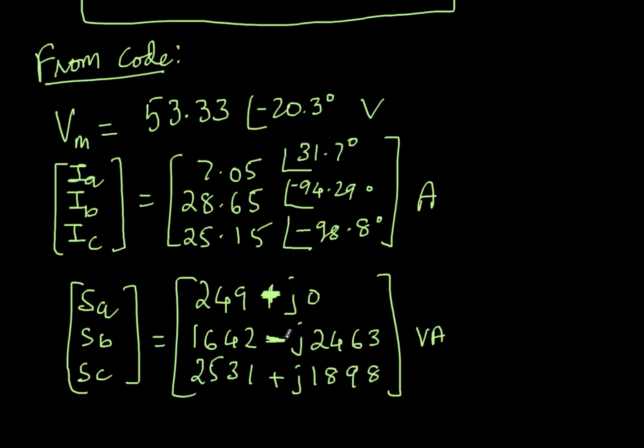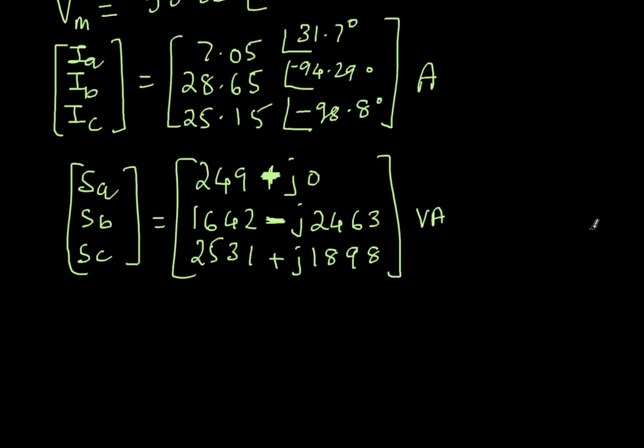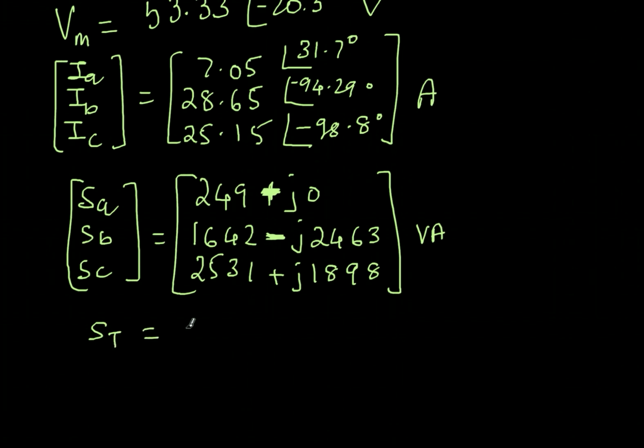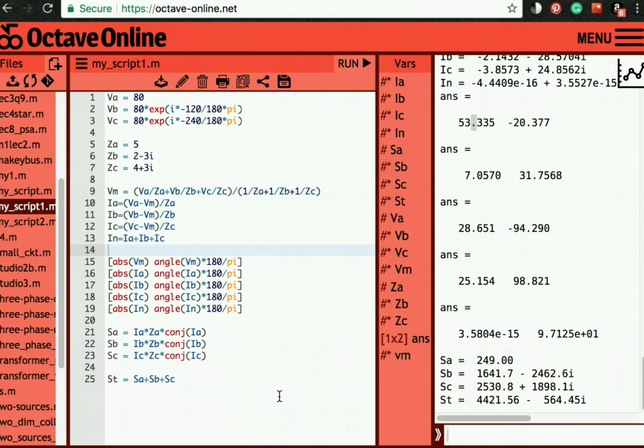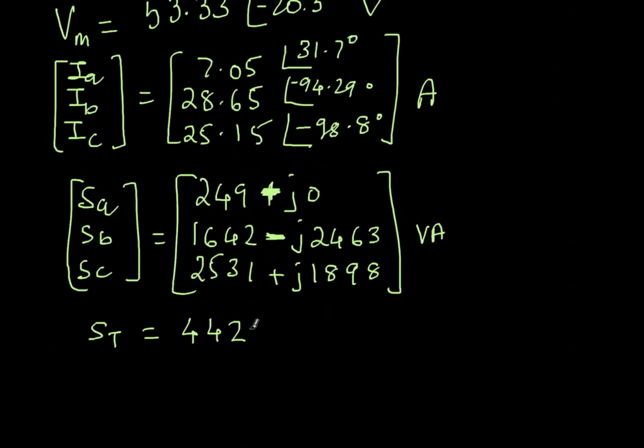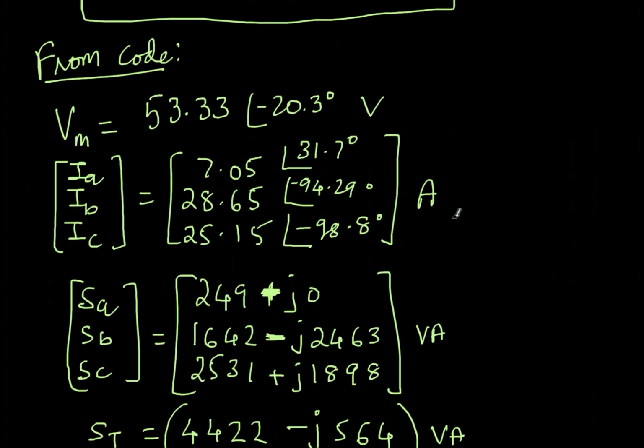Now, what is the significance of this negative? The reactive power demand is minus 2463. That means the B phase is actually generating 2463 vars of reactive power. Out of the 2463, some reactive power is going to the local C phase, nothing is going to the A phase, and the remaining power is actually returning back to the supply. That is the interpretation of the negative sign. So what is the total power? If I add all this, I'll get 4421 or 4422 watts and minus j564 volt amperes. Like this, I am able to calculate the complex power.